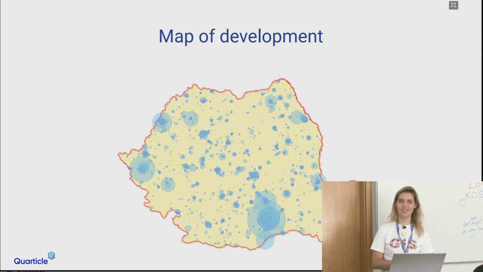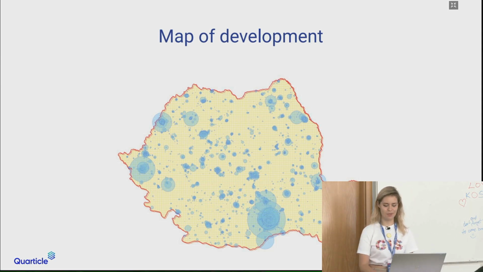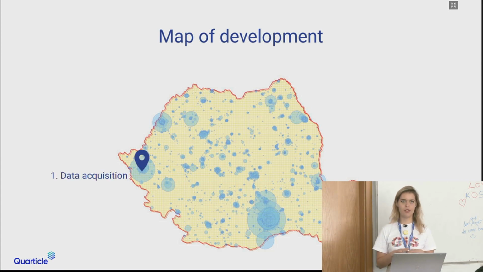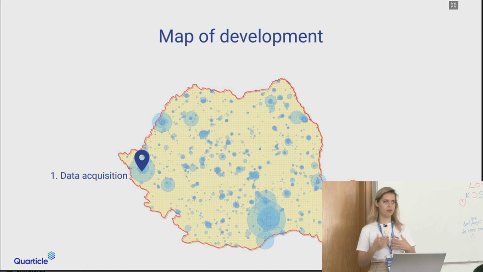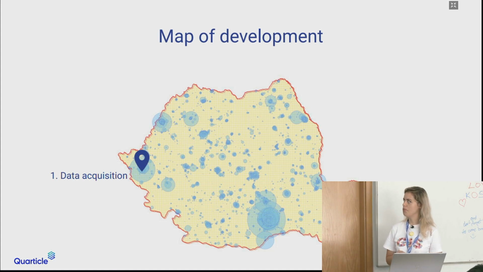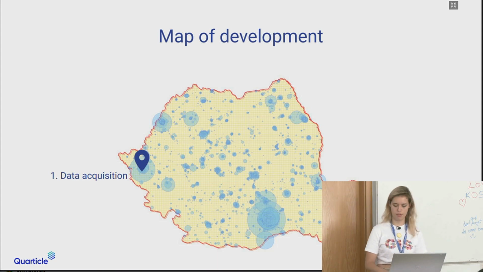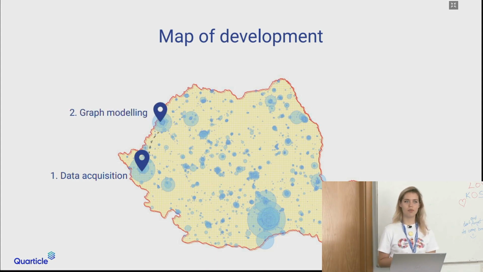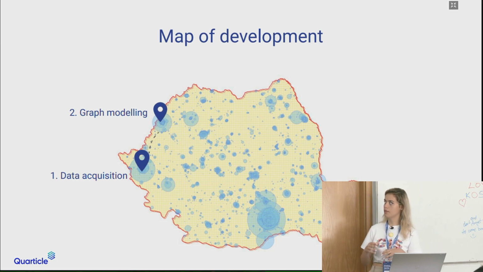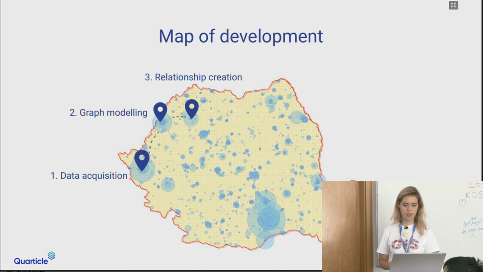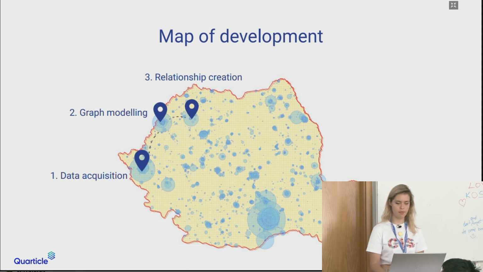I will walk you through the map of development, how we did what we did. First, we got the data that we processed. It was a process of acquiring the data from the Romanian government, business data with all the financial scores from the year 2021. Then we did some graph modeling. We added the companies to a graph database, and there we modeled relationships and all the needed pre-processing. We created the relationships between the companies based on financial patterns.